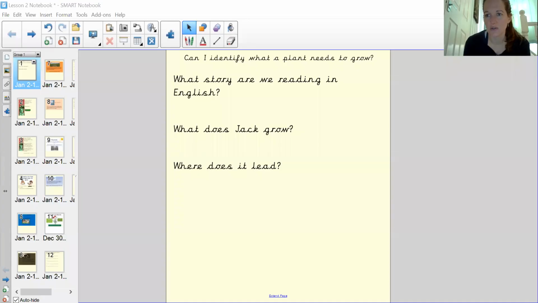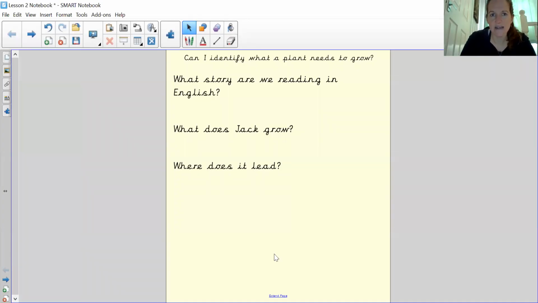So the first lesson, we were looking at your cold task and just getting you to start thinking about what you remember, what you already know about plants, flowers, and trees. Today's lesson, we are going to look all about what we need to grow a plant. So our objective is, can I identify what a plant needs to grow?